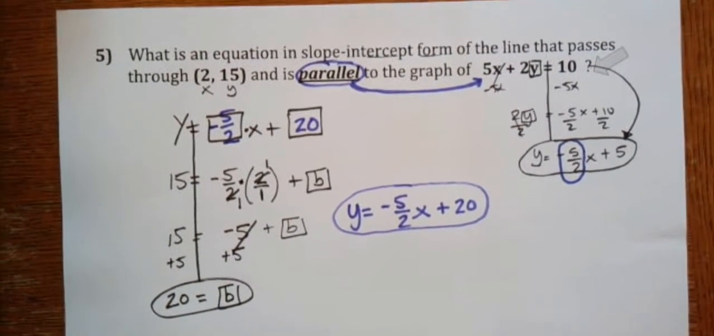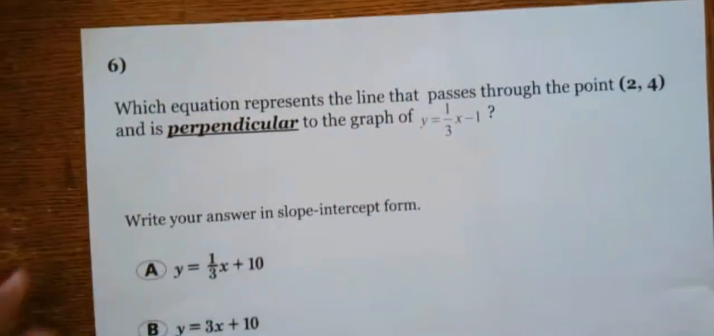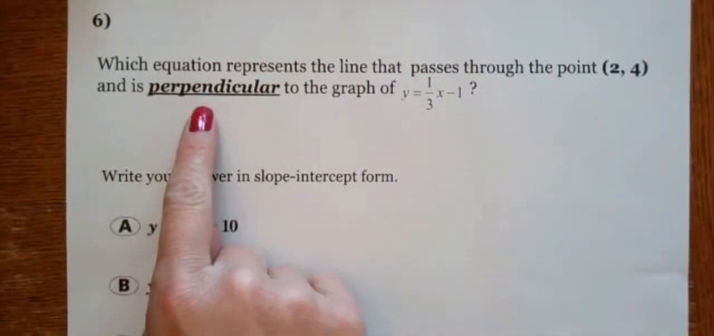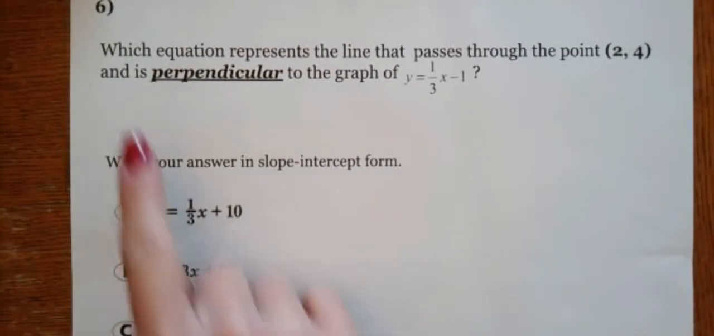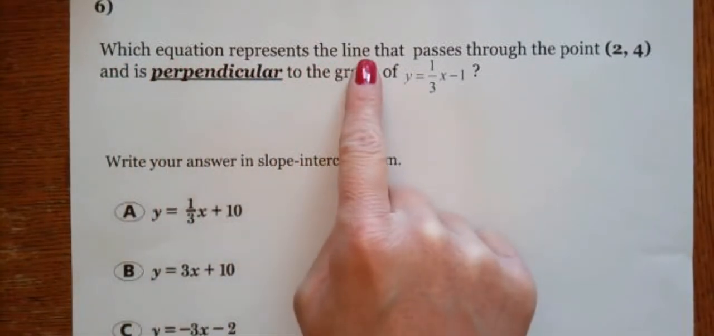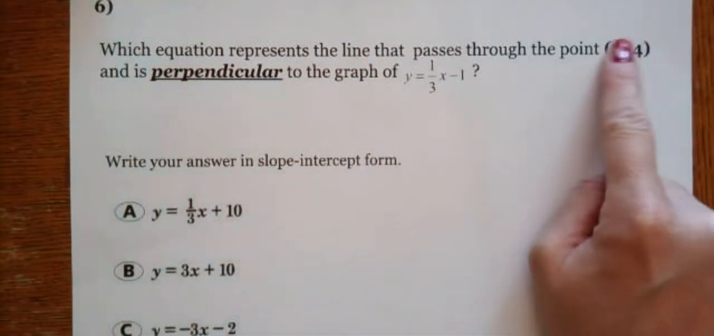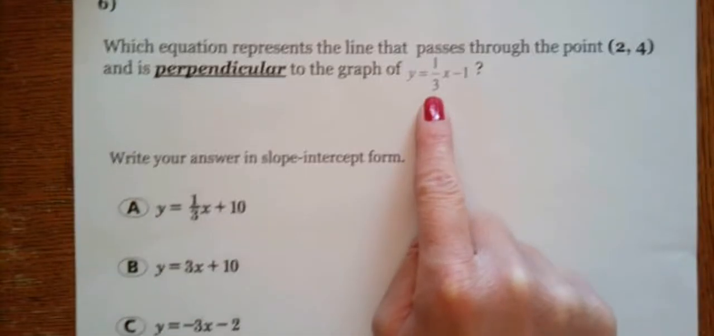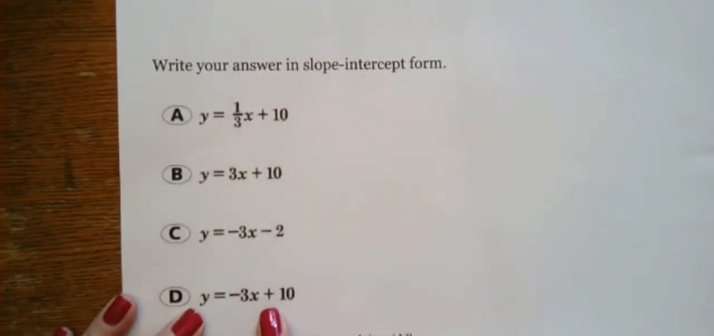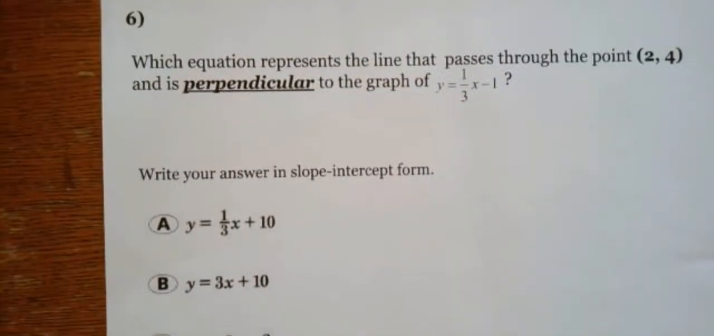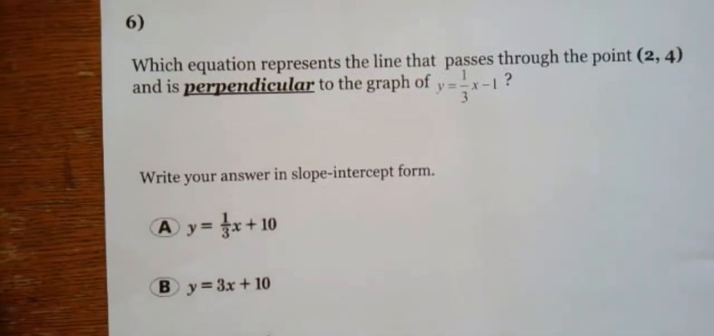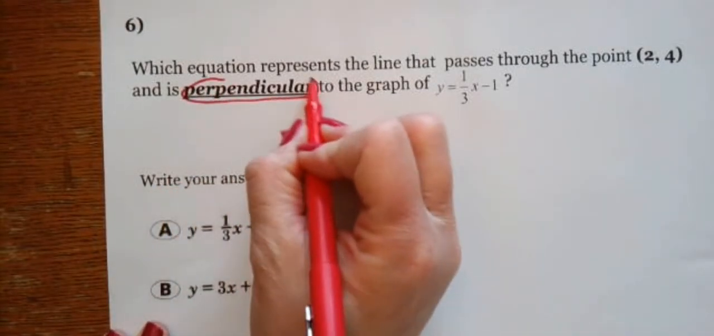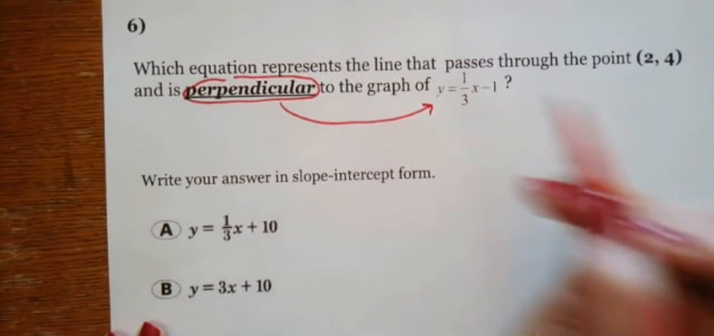All right, number 6. Here we're going to have some multiple choice. Now we're moving on to perpendicular. Which equation represents a line that passes through this point and is perpendicular to the graph of this line? We have some choices, right? Well, let's look at what we're given here. We have the word perpendicular. It has to be perpendicular to this graph.